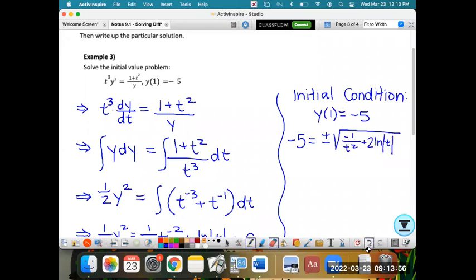Oh, those t's should actually be 1s. Okay. So this is where I need to decide if I need the plus or if I need the minus for that square root. Because I'm getting an output of -5, the only way that that will ever happen is if I use the negative from the plus or minus. So we're going to get rid of that plus.